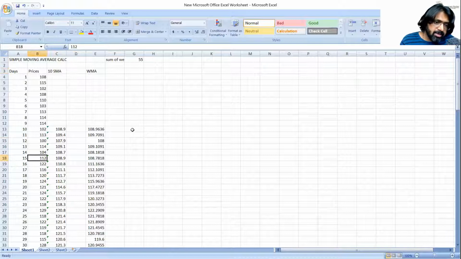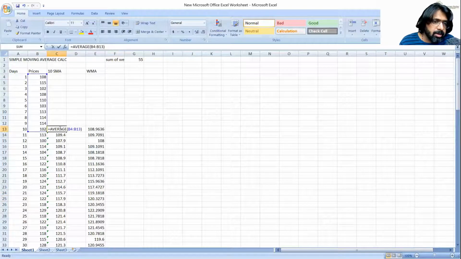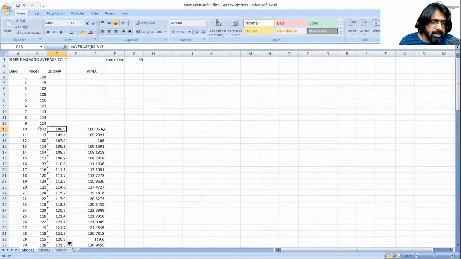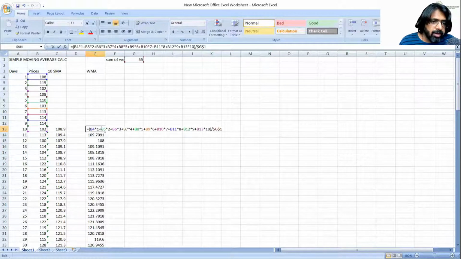Now, some people say, why give weightage to a price that took place 10 days back? If this price happened 10 days ago, why should I give it the same importance as the price that was there today and the price that was there yesterday? It should get lesser importance. So people started saying that, okay, let's make a weighted moving average.